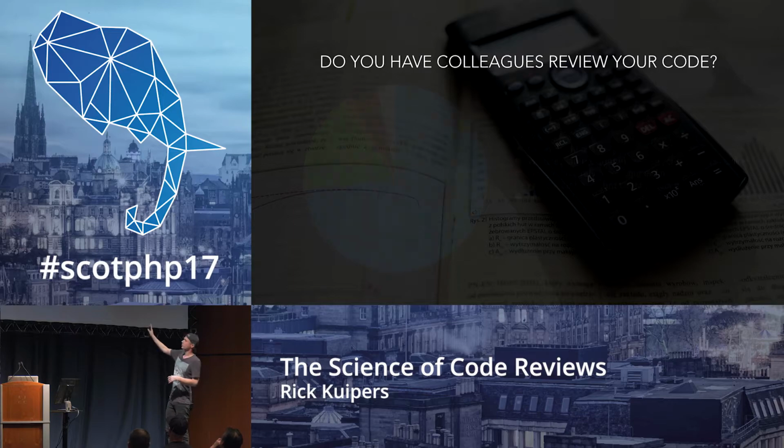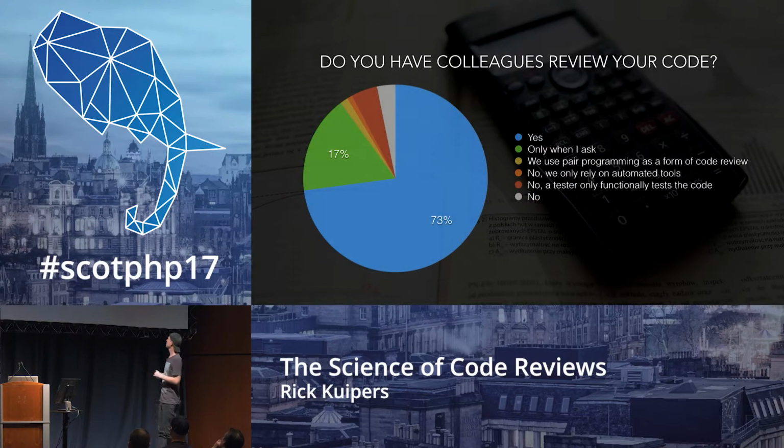So this sort of makes sense then, I guess, 75%, or 73, excuse me. And 70% says only when I ask. And then we have a small amount there. We use pair programming as a form of code reviews, which is perfectly fine. Then we have no, we only rely on automated tests. All right, very confident, I like it. And also no, a tester only functionally tests the code. And we have the gray area there, no.